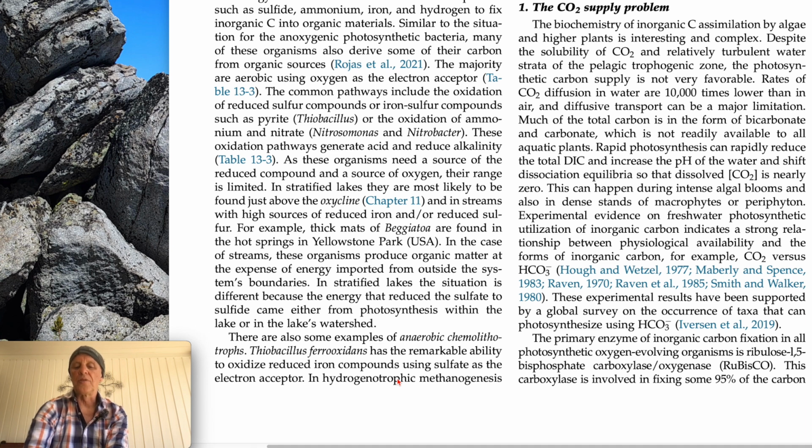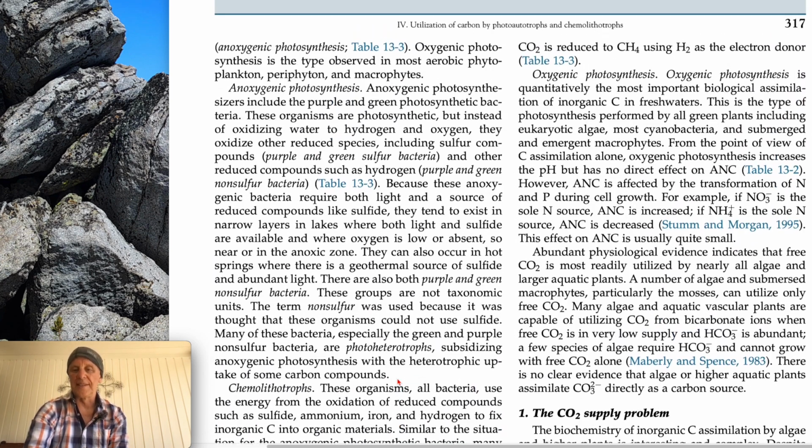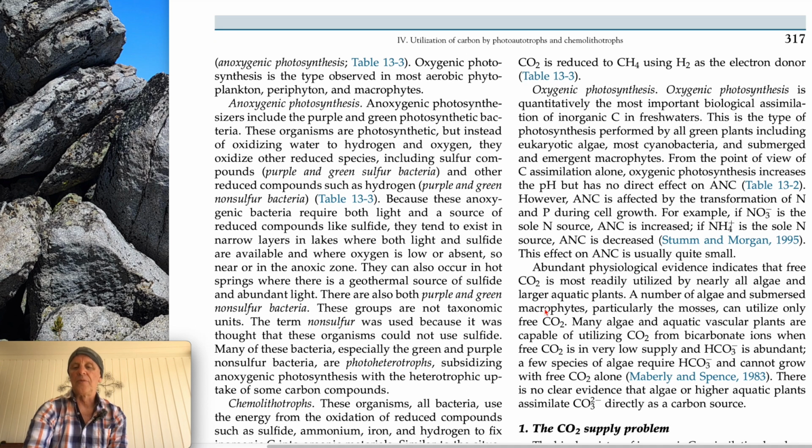There are also some examples of anaerobic chemolithotrophs. Thiobacillus ferrooxidans has the more remarkable ability to oxidize reduced iron compounds using sulfate as the electron acceptor. In hydrogenotrophic methanogenesis, carbon dioxide is reduced to methane using hydrogen as the electron donor. Oxygenic photosynthesis. Oxygenic photosynthesis is quantitatively the most important biological assimilation of inorganic carbon in freshwaters.